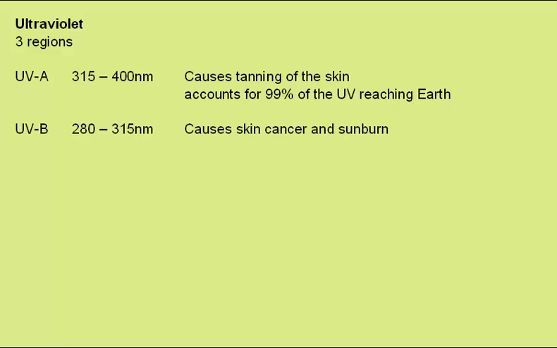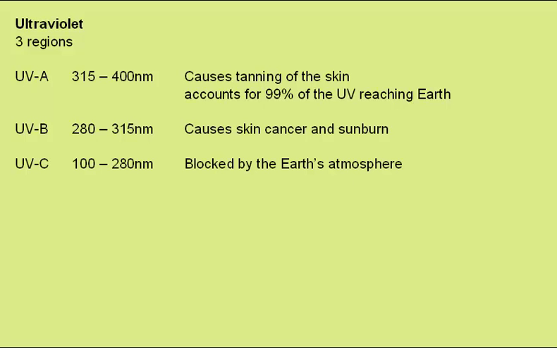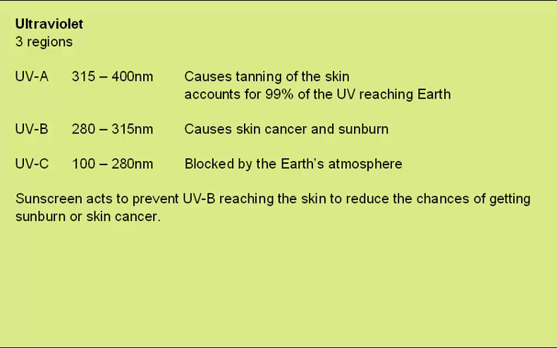UVB has a shorter wavelength from 280 to 315 nanometers. It therefore has higher energy waves, and this is the one that can cause skin cancer and sunburn. UVC, with a shorter wavelength still, and therefore even more energy, is blocked by the Earth's atmosphere, so it doesn't reach the Earth. Sunscreen acts to prevent UVB reaching your skin, and so reduces the chances of getting sunburn or skin cancer.